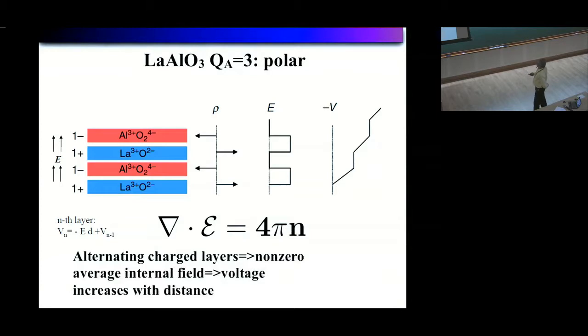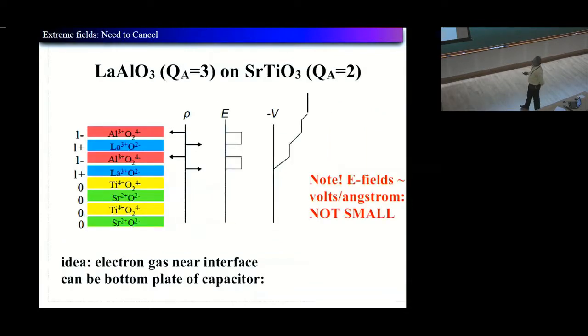A simple back of the envelope calculation gives you an electric field profile like this. And then of course you have this potential, where you have to add this V_n minus 1 at every layer, and then it just immediately starts diverging. So this is the catastrophe that people talk about, that there is a huge potential that builds up inside the system if you allow it to remain polar. There is a solution for that, and I'll come to the solution. The other thing to note here is that the electric fields inside are volts per angstrom, which is exceedingly large, if you allow this to continue.